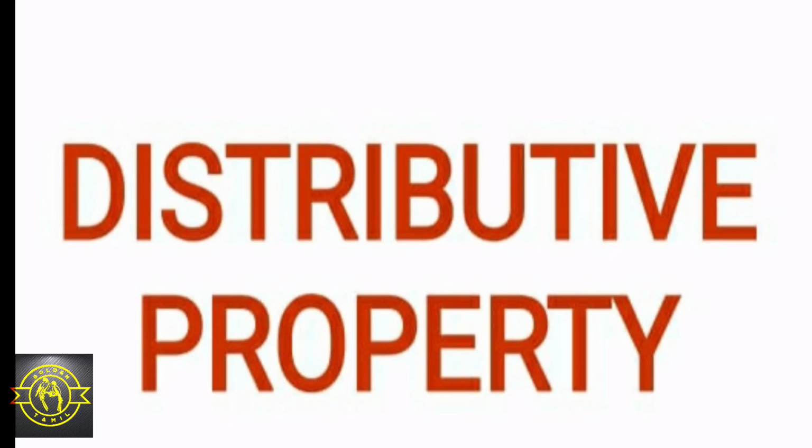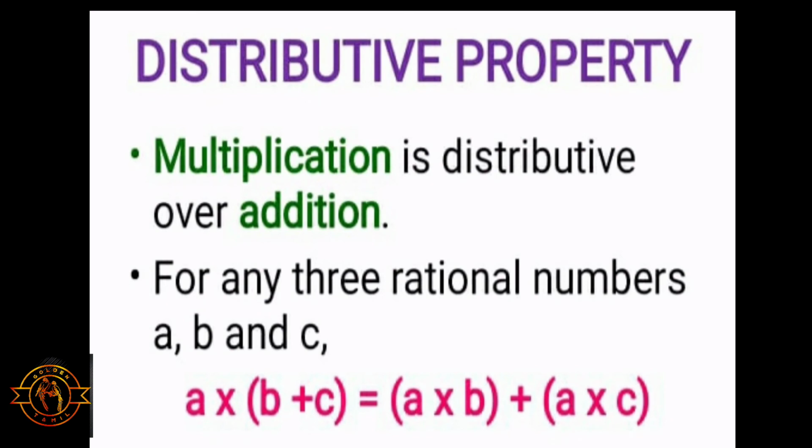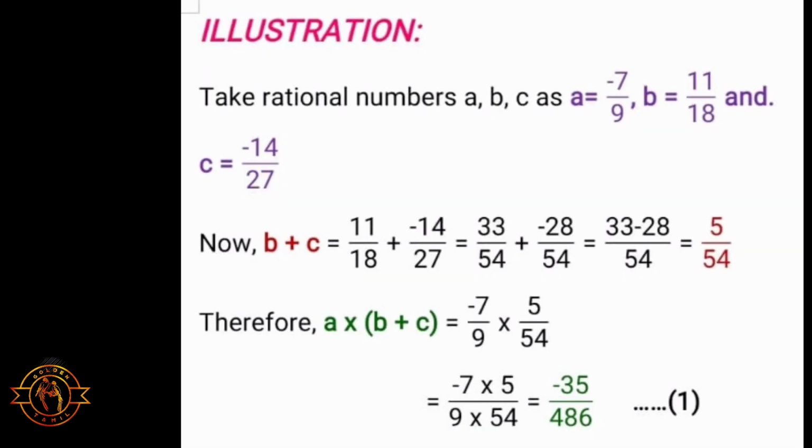And at the final we are going to discuss about distributive property. Multiplication is distributive over addition. For any three rational numbers a, b and c, a into b plus c, which is equal to a into b plus a into c. That is, multiplication is distributive over addition. Let me see an illustration for distributive property.